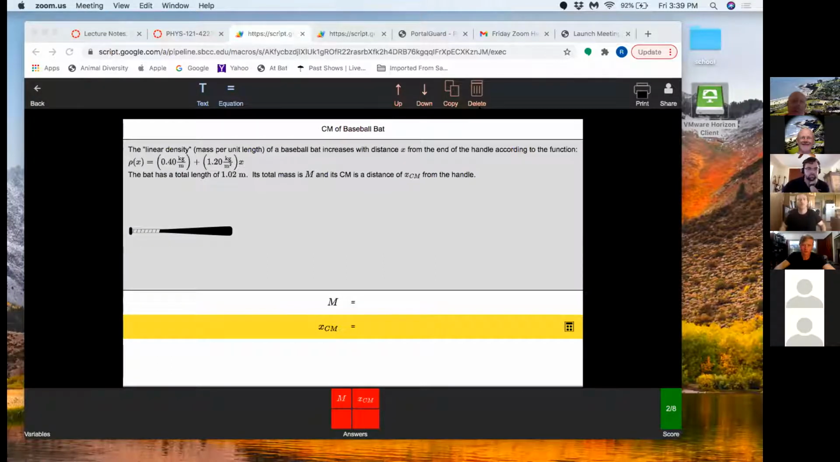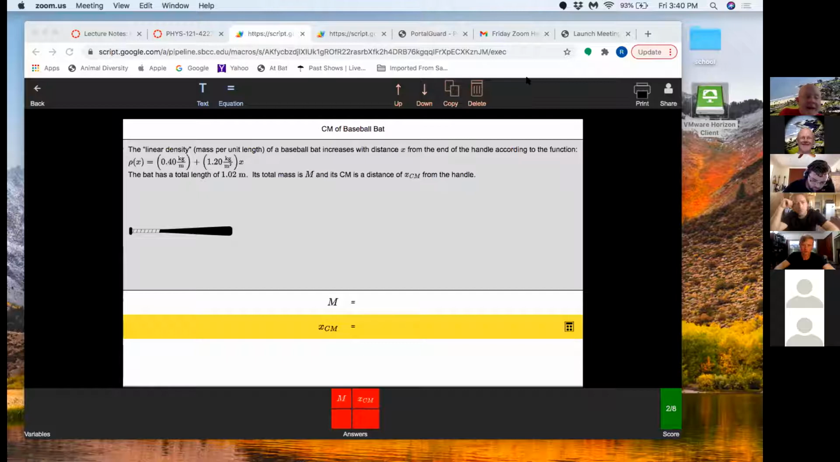I'm just debating if I want to copy and paste. Maybe not. It looks like I can just draw that down. It says the linear density, mass per unit length of a baseball bat increases with distance x from one end of the handle according to this function. All right, let me write that down. Density is a function of x. All right, so this is a bat problem. It sounds like I'm getting to a center of mass or rotational inertia problem, and it's from Physics 121. So the function is the density is 0.4 kilograms per meter plus, and then here's the slope, 1.2 times x. I won't bother to write down the units, but there's the function.